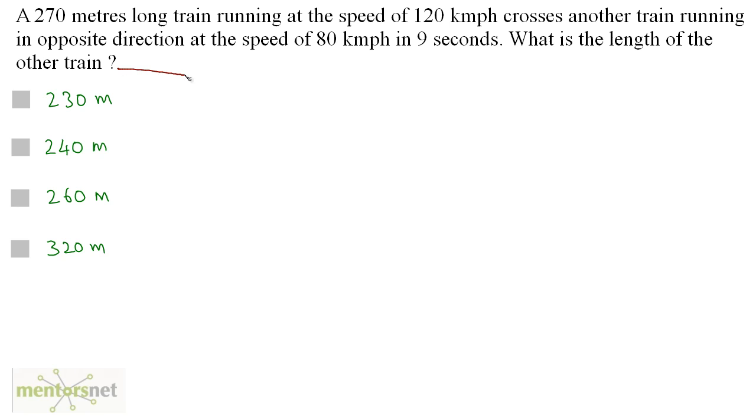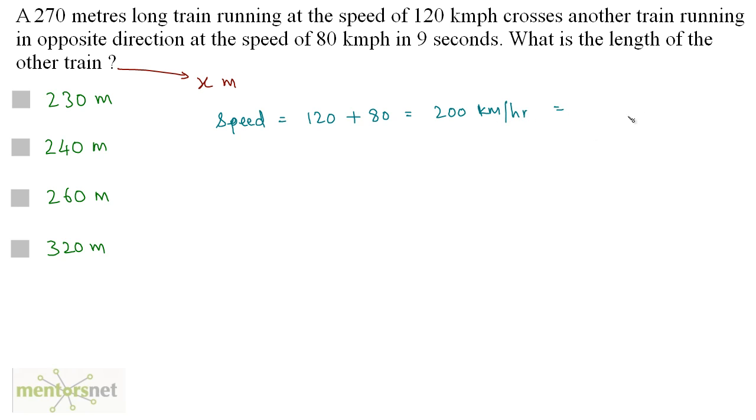Well, let us consider that the length of this other train be x meters. Now let us calculate the relative speed. These trains are traveling in opposite directions, which means that the relative speed will be the addition of the respective speeds of these trains. So we have relative speed as equal to the speed of the first train, 120 kilometers per hour, plus the speed of the second train, 80 kilometers per hour, and that's 200 kilometers per hour.